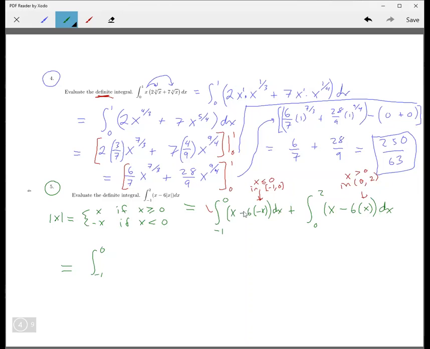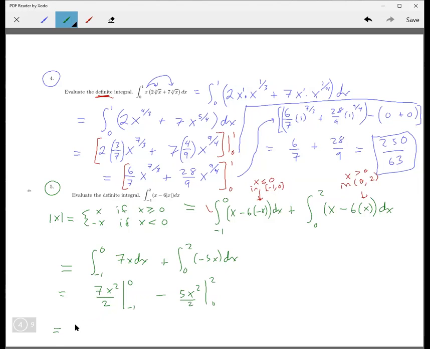So this becomes x plus 6x, that's going to be 7x. And the second one is x minus 6x. That's going to be negative 5x. Okay, so antiderivative time, 7x squared over 2, evaluated from -1 to 0. And then I'm going to pull this negative all the way out. So that's minus 5x squared over 2, evaluated from 0 to 2.